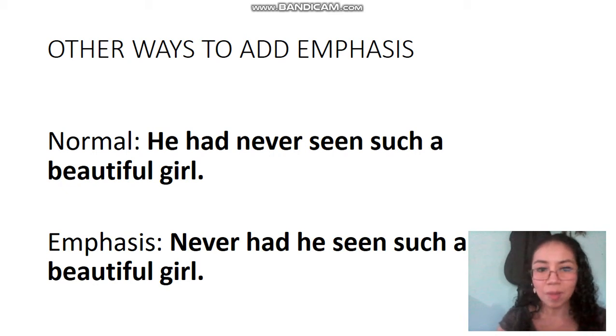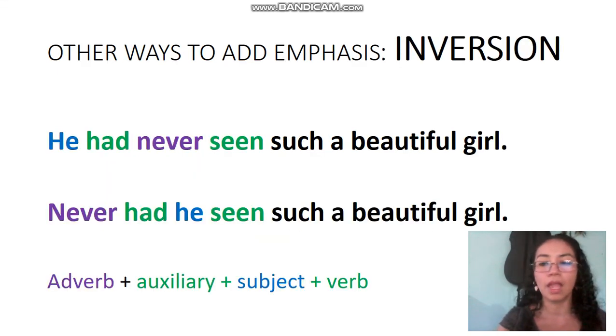So, what's up with this? Check out the little structure right there. I mean, normally someone would say, well, that is not grammatical. No, this is a trick of the language, which is valid, which is correct when you want to add emphasis to it. So let's look at how it's done. This method is called inversion.